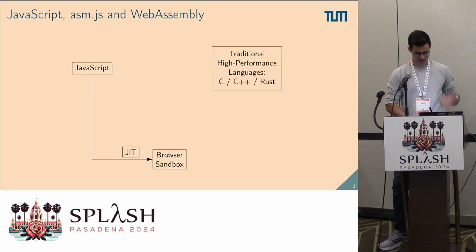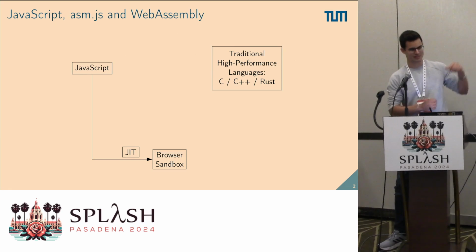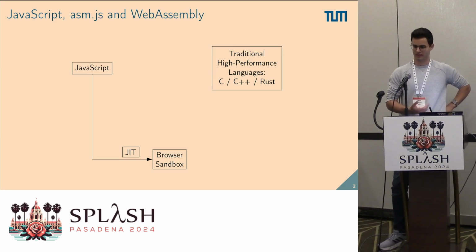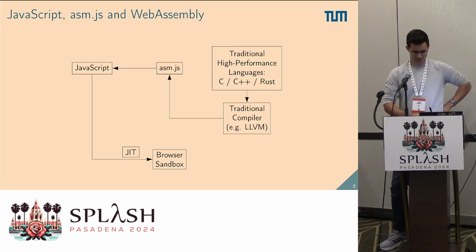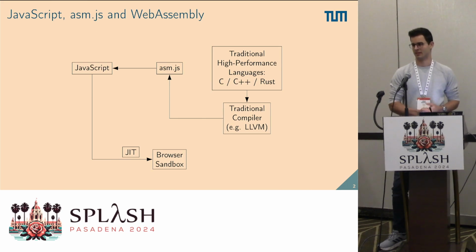So the idea was to reuse traditional high-performance languages like C, C++, and Rust, which are easily optimizable, or we know how to optimize them. We have working compilers for them, which have been built for many years now, and use them for compilation for the web. So there was a subset of JavaScript, which is still valid JavaScript, called asm.js, which didn't use all the features, and then browsers could be optimized for execution of this subset of JavaScript. There was still too much overhead with executing asm.js, for example, for validating that it is actually valid JavaScript.